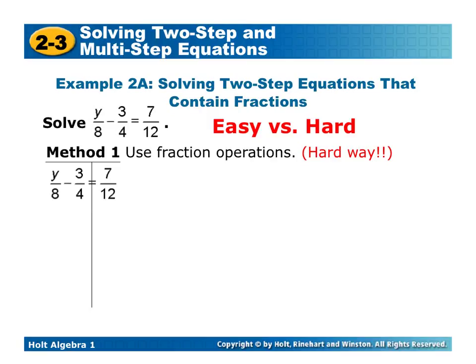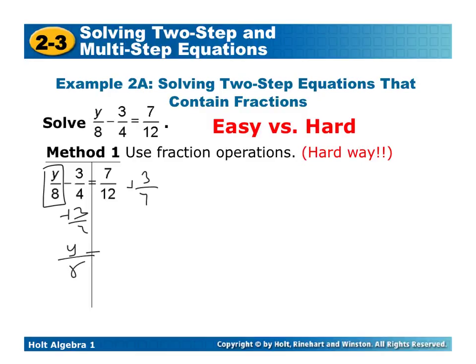Alright, so when we're looking at solving equations that involve fractions, there's actually a couple different ways that we can look at the problem. One of them is a little bit easier to do depending on how you look at the problem. So let's try method 1, which is the fraction operation. We're going to treat it like we normally do. So we have y divided by 8 minus 3/4. So I'm going to add 3/4 to both sides.